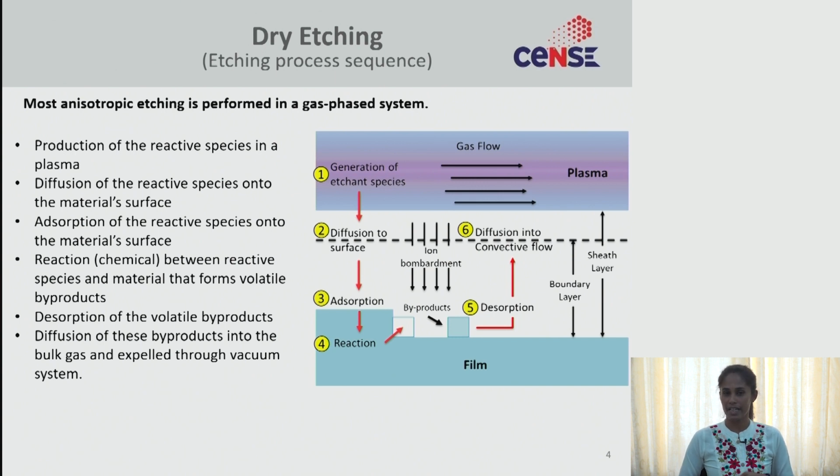Once the reaction takes place, it will generate a volatile byproduct. Then the desorption of the volatile byproduct will happen, and after that, whatever volatile byproduct has dissolved will diffuse into the bulk and then come out of the chamber. These are the major steps followed to achieve a dry etching process.